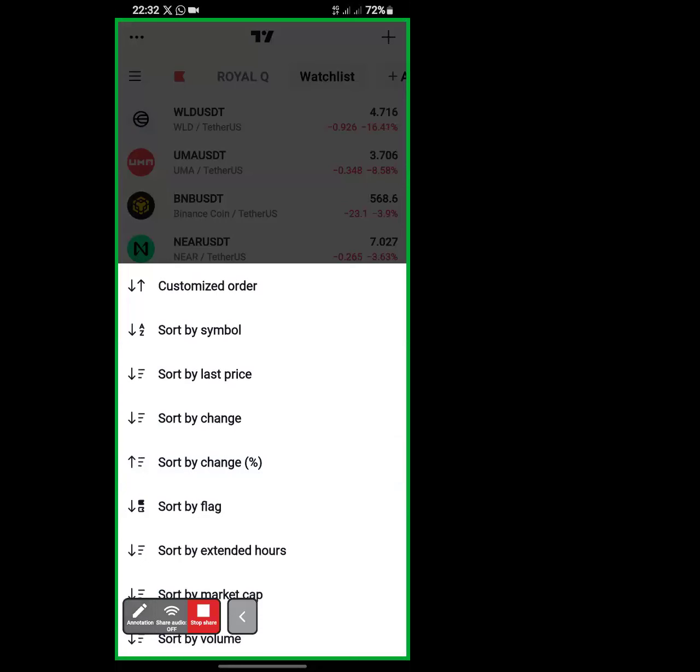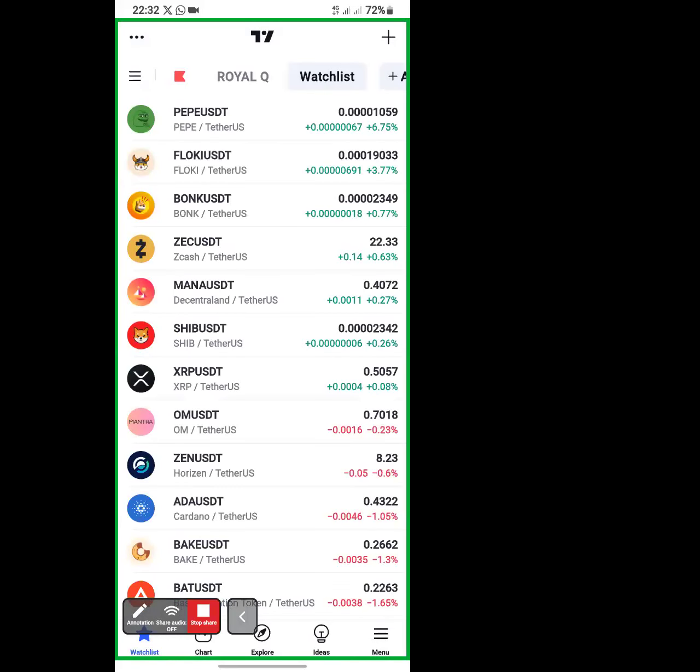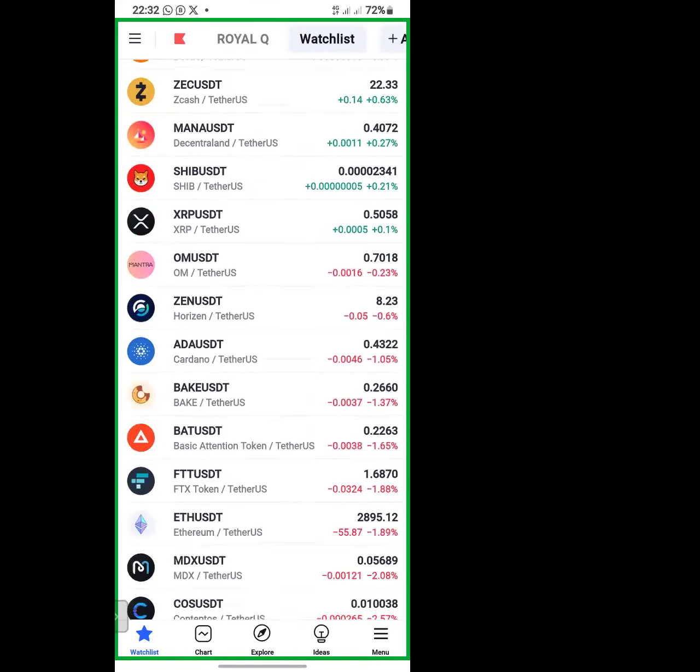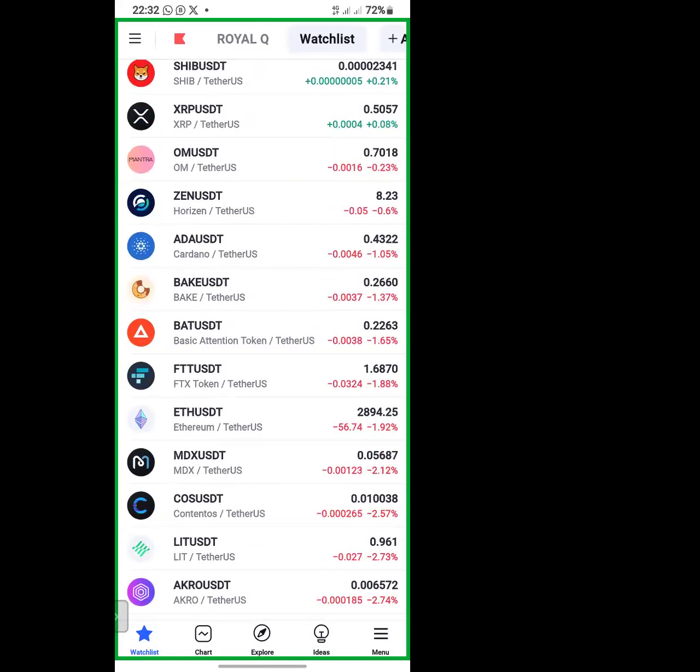So you click there, and you'll be able to arrange these currencies according to how they are performing. So how do you look at the best performers and the worst performers? The best performers are in green. You can see the percentage changes in green and it is positive. The worst performers are in red and negative.